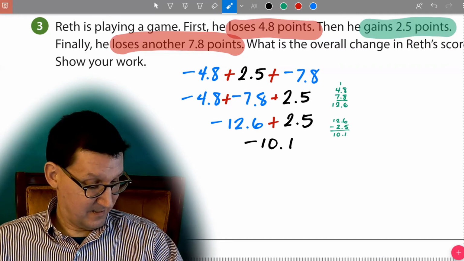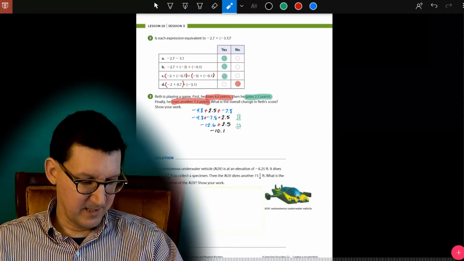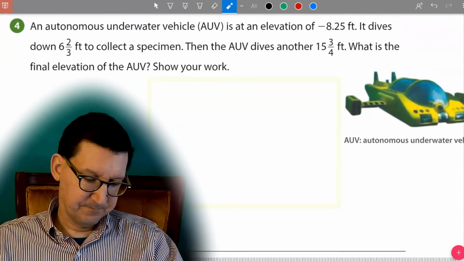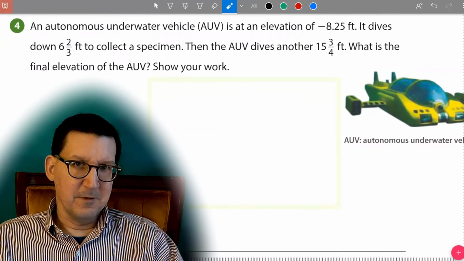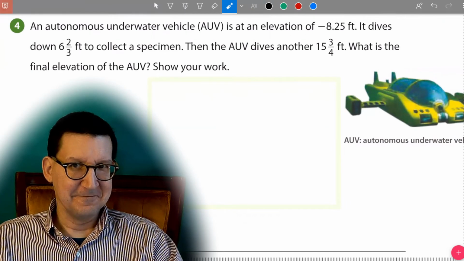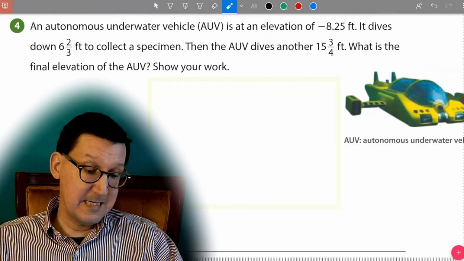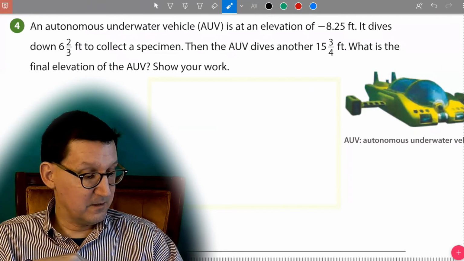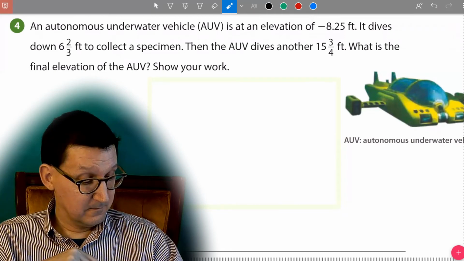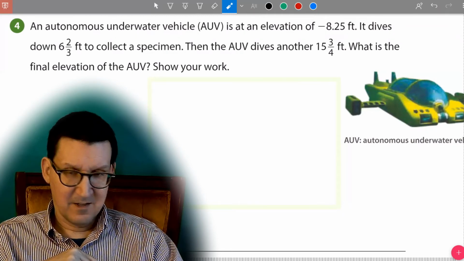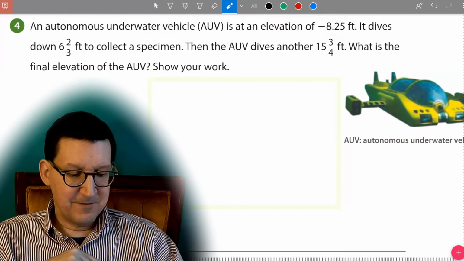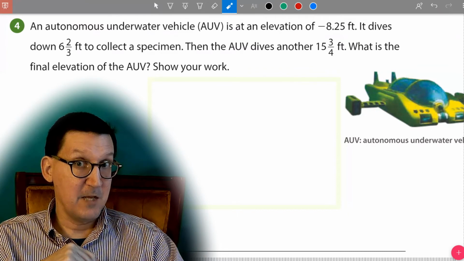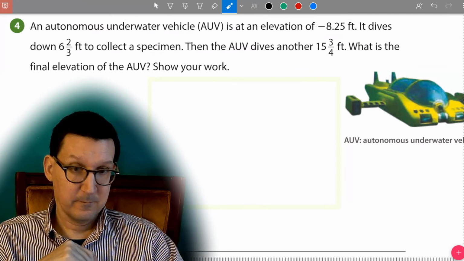Pretty good. All right. Let's take a look at this last one here. An autonomous underwater vehicle. Where does Ready come up with this stuff? An autonomous underwater vehicle is at an elevation of negative 8.25 feet. It dives down 6 2/3 feet to collect a specimen. I see a problem already. Then the AUV dives another 15 3/4 feet. What is the final elevation of the AUV? And show your work.